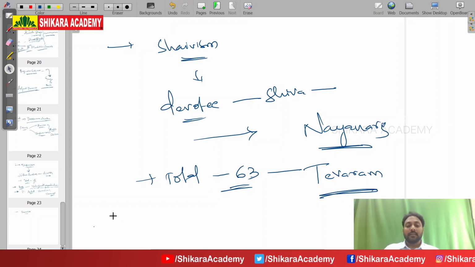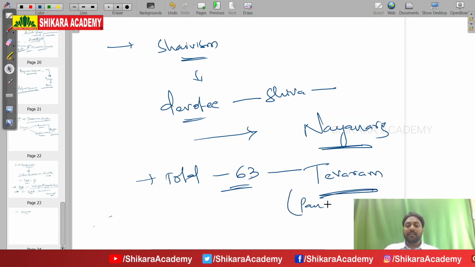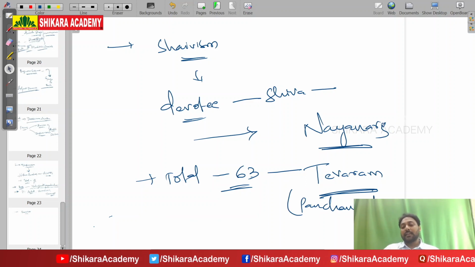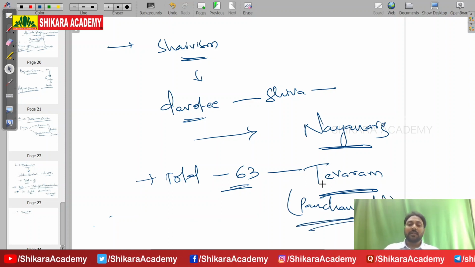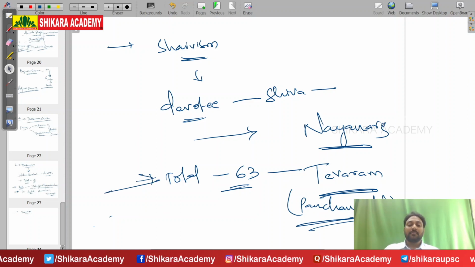Tevaram is called Panchama Veda, the sacred book for Shaivites.